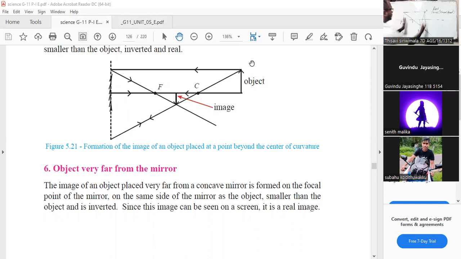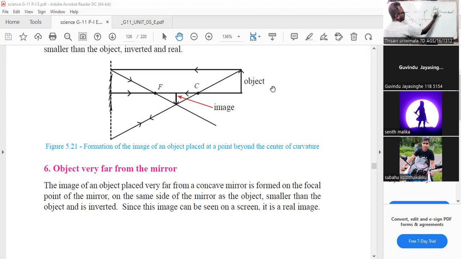So image will be falling between F and C. Whatever the location, it's no problem. Not right at the center. There is nothing such. It should come between F and C. Real, small, and inverted. So these are the properties and this is the ray diagram. Something like this, you should get, not right at the center.